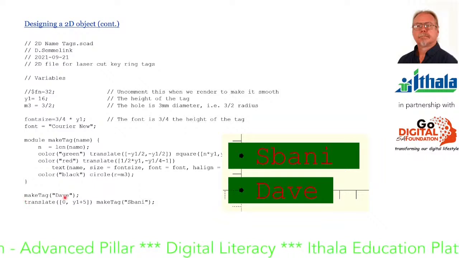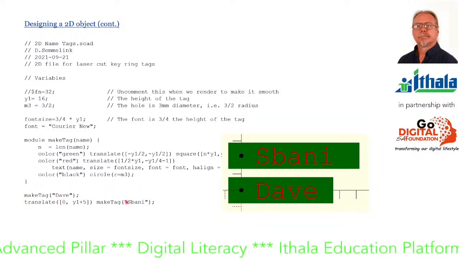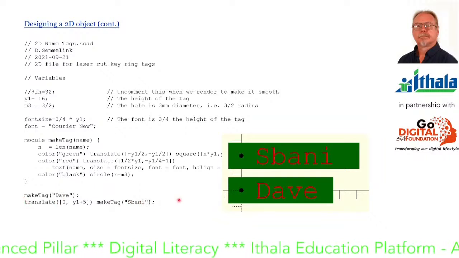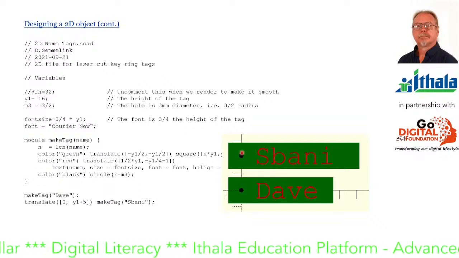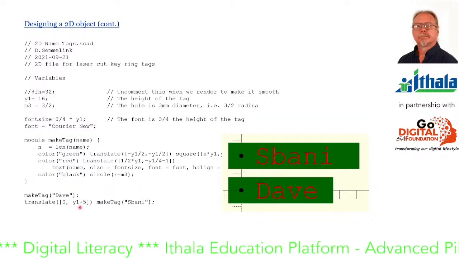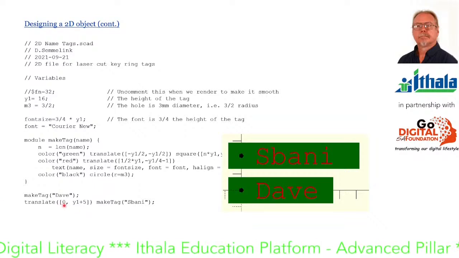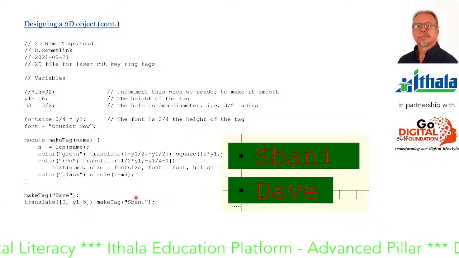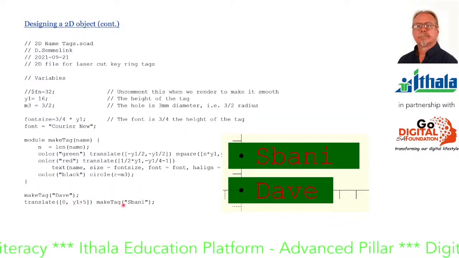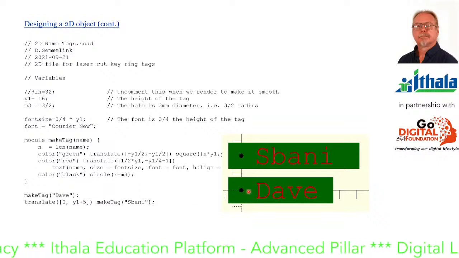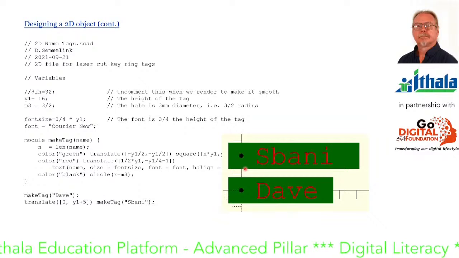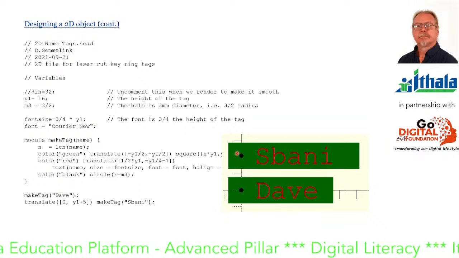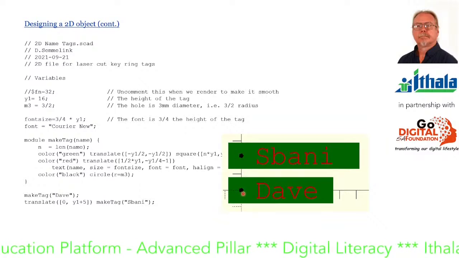Okay, so I haven't changed anything here. I've said make tag Dave, and below it I've got make tag Sabani, but I wanted to print this tag above the first tag. So I say translate 0 for x, so it doesn't move this way, and then y1 plus 5. So y1 is the height of the tag, and then plus 5 is another 5 millimeters. So it makes the second tag above the first one.